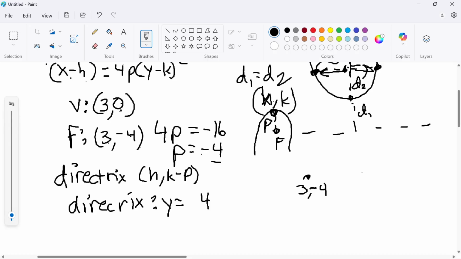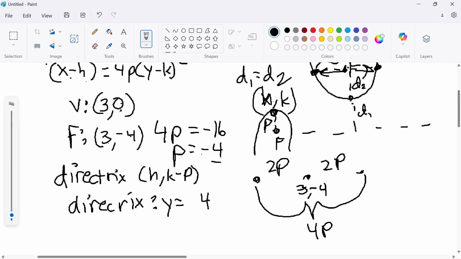The latus rectum is going to be 2p to either side of that, because the whole length of that latus rectum is 4p. So I've got 3 minus 4. Now in a vertical parabola, it's going to add or subtract to the x component of the focus.